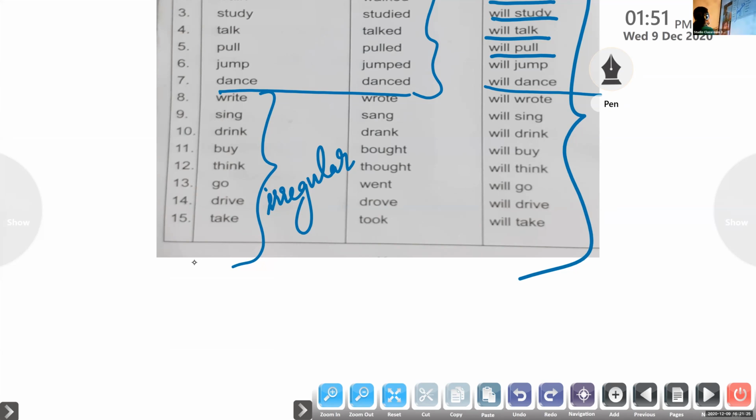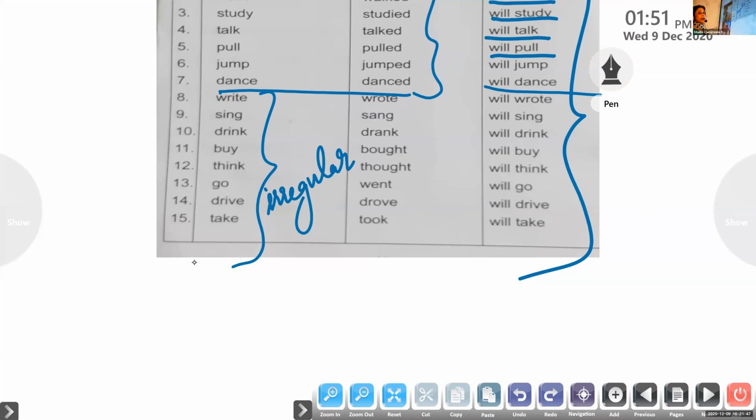Buy it is? Okay, Rebecca, buy it is? What is the past tense of buy? Ma'am, I cannot hear clearly. It's not clear, maybe because of the audio, children. I don't know what has happened. The morning it was okay.